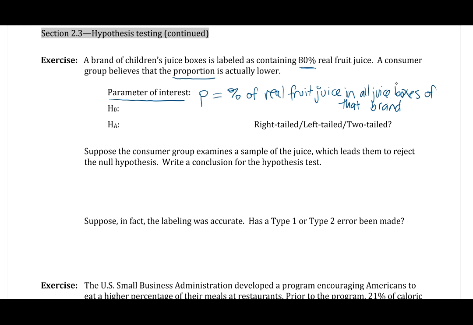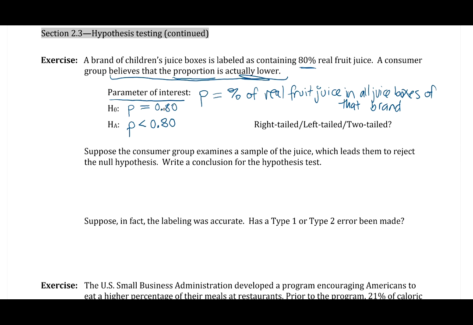And then we need to write the null and alternative hypotheses. You can see here that they believe the proportion is actually lower. So our alternate hypothesis would be that P, the proportion of real fruit juice in all their juice boxes, is less than that 80%. When we write the hypotheses, you want to switch to writing in proportions instead of percentages like this. And then our null hypothesis always has our statement of equality, so it'll be P equals 0.80, like so.